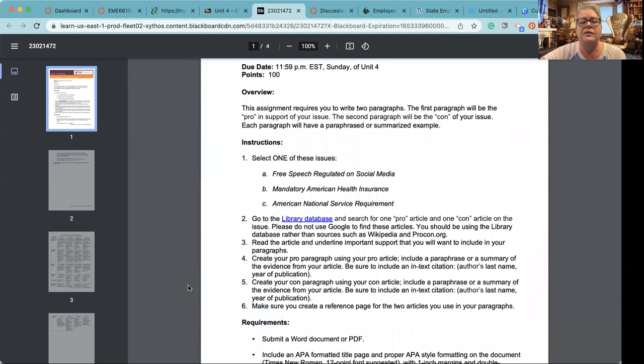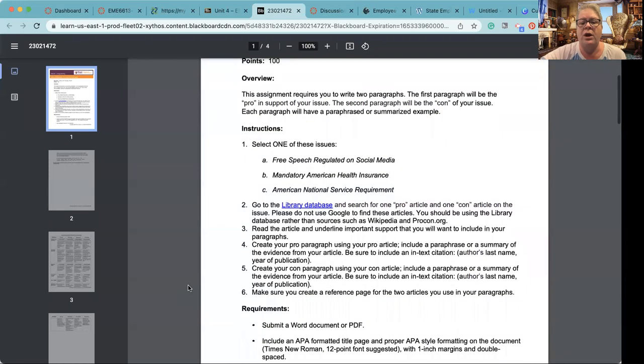So you're going to use the library database to search for one article on each side of the issue. And you should be using the library and not sources like Wikipedia or any website, really. Use the library databases to find those articles. It is not always super easy to find an article in the library databases, so make sure you review how to use them. Make sure that you play around with the wording.